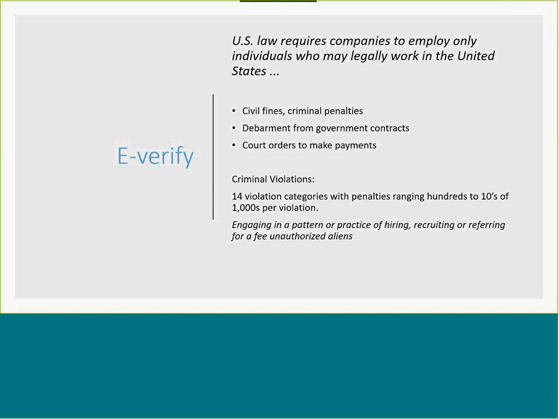Criminal violations. I went and took a look at the criminal violations around the whole E-Verify thing. They really worked this through in detail. Turns out there's 14 categories, with lots of different violations underneath each one, and the penalties range from hundreds of dollars to tens of thousands per violation. The big thing that they're looking for is the engagement in a pattern or practice of hiring, recruiting unauthorized aliens.